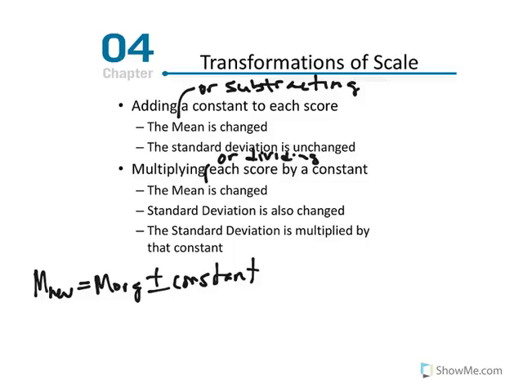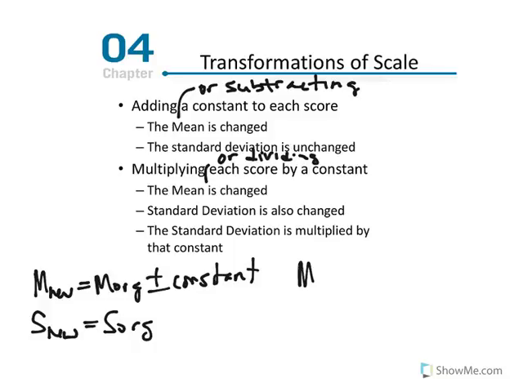In terms of the variability, the new standard deviation will equal the original. I had shown you a slide that if we added 5 points to each score, the spread between scores was not affected. Similarly, if you subtract a constant, the spread between scores is not going to change. The spread between scores is reflective of the variance, the variability, or the standard deviation of a distribution.